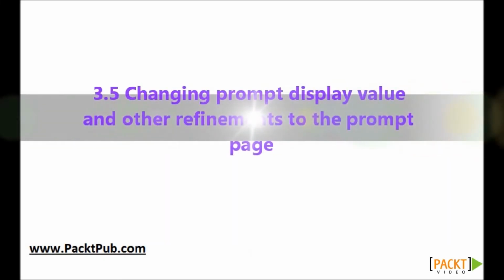Section 3.5, Changing prompt display value and doing other refinements to the prompt page. In the last video, we added a value prompt that shows a list of customer numbers. However, it will not be user-friendly to display only customer numbers. It will be great if we can also display customer names, while the filter still works on the number being the unique key. Let us see how to achieve that and also do some quick tidy up of the prompt page.